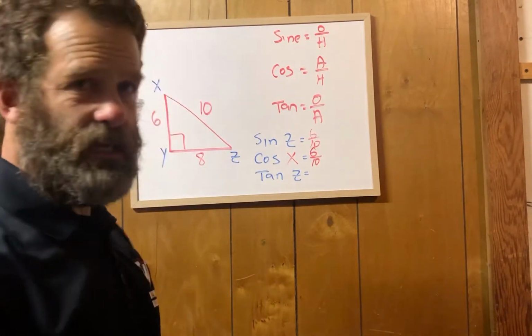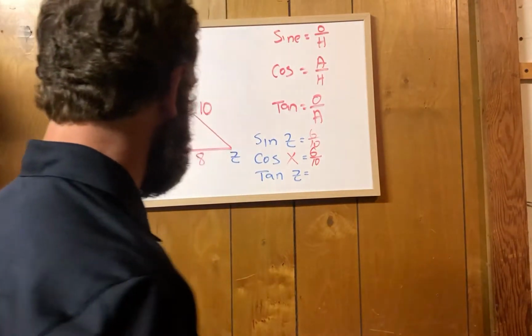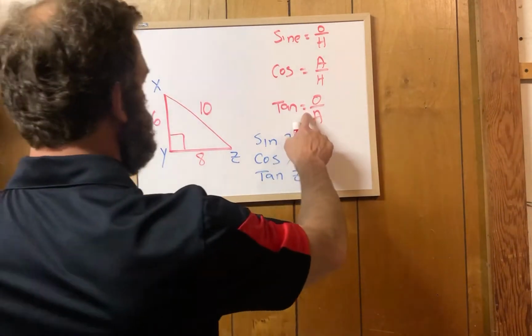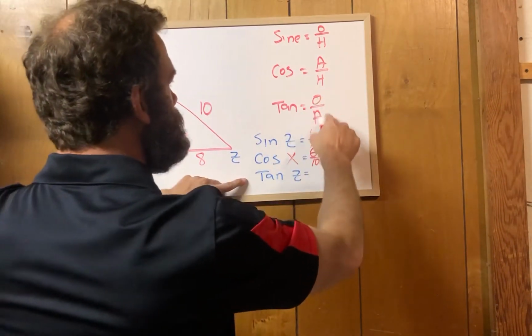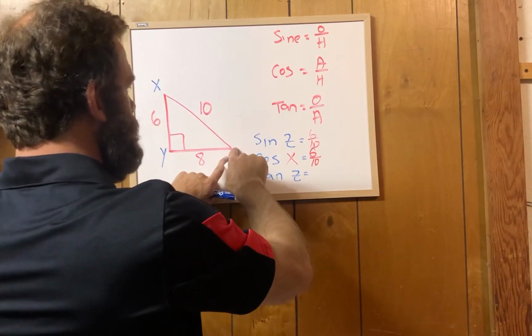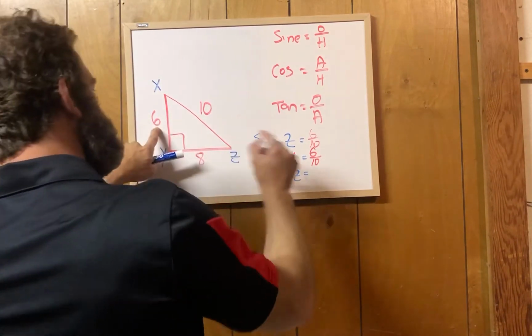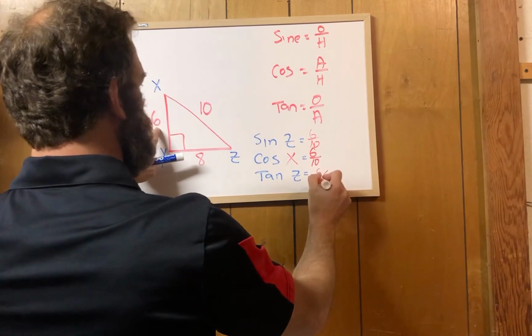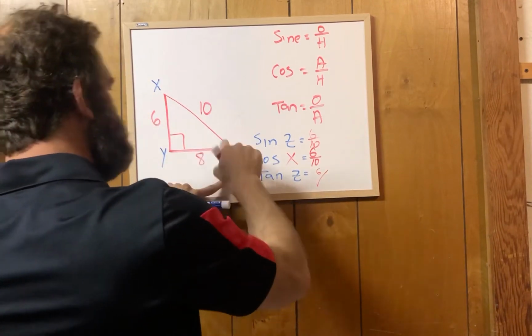And then lastly, what is tangent of angle Z? Tangent of any angle is its opposite side over its adjacent side. So tangent from angle Z is its opposite side over its adjacent side.